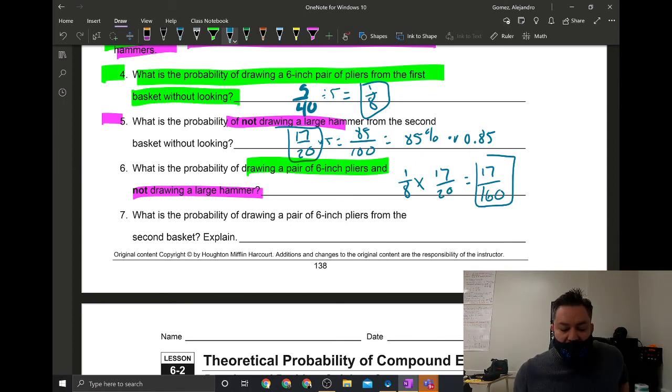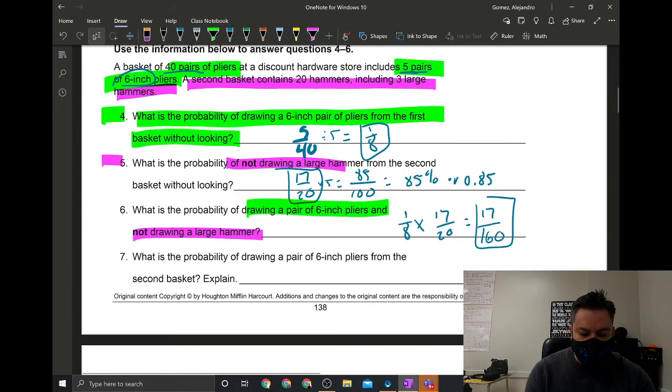Question number 7, the last question of this assignment. What is the probability of drawing a pair of 6-inch pliers from the second basket? Remember, the second basket is highlighted pink. What do we have on the second basket? Please leave it down in the comments below. What is the probability of drawing a pair of 6-inch pliers from the second basket? What do we have on the second basket?